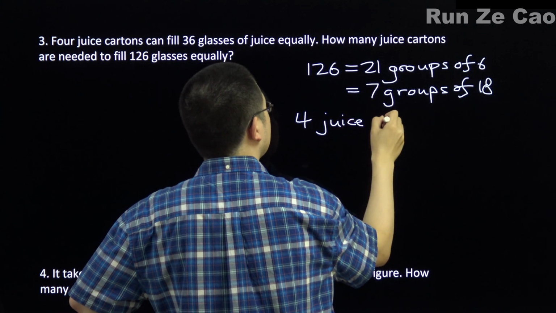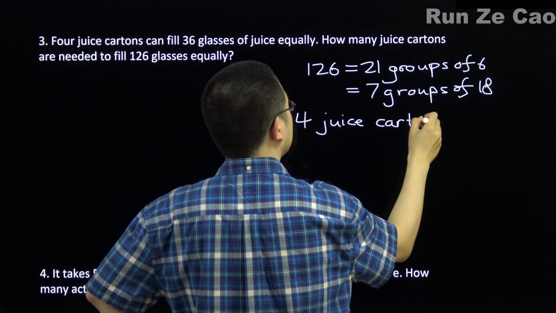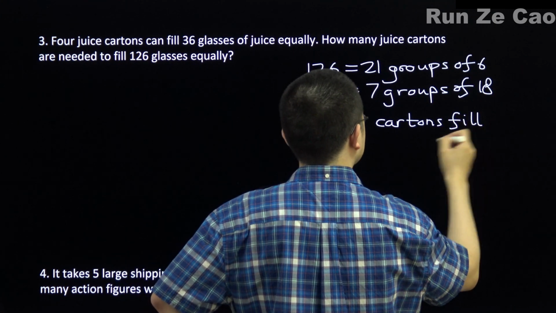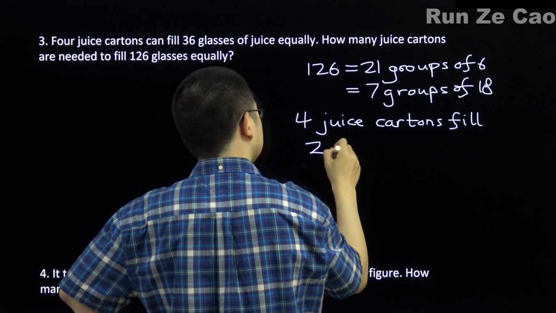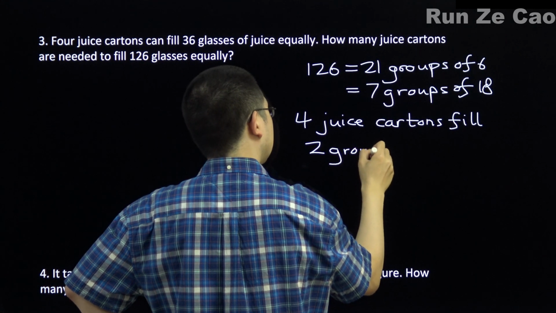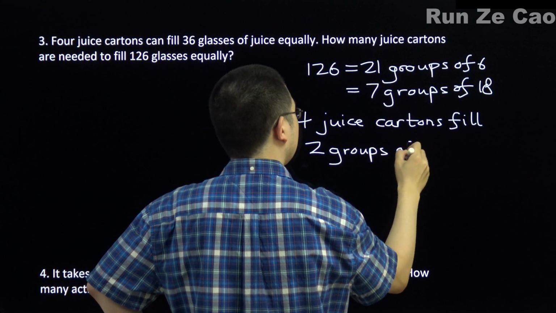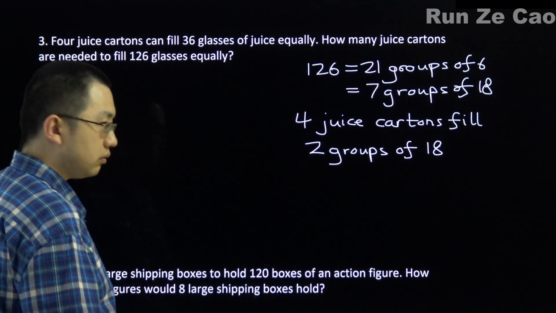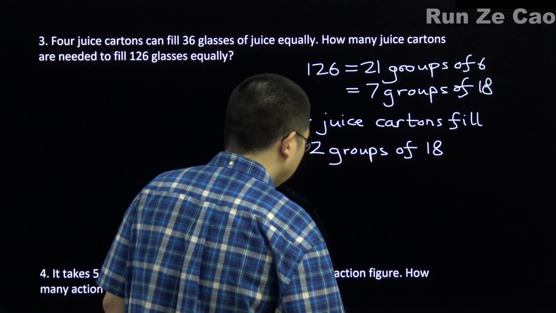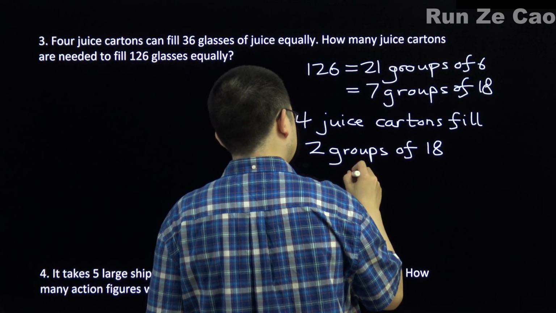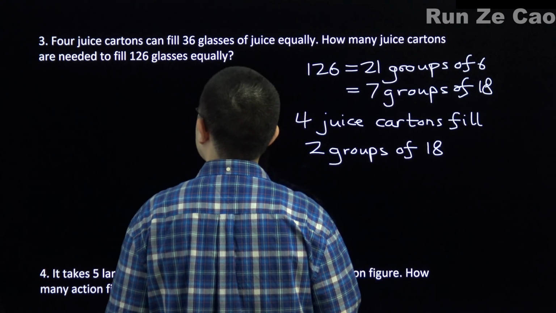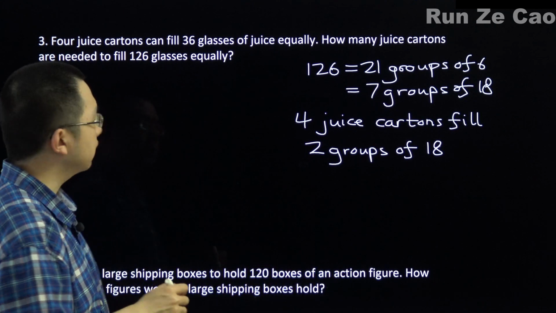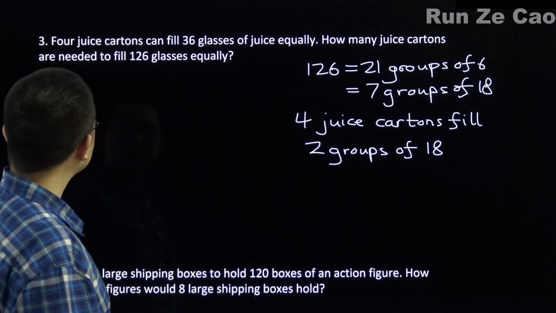juice cartons fill 2 groups of 18. So, how exactly do you diagram this? Like, are you supposed to draw 36 glasses or something?